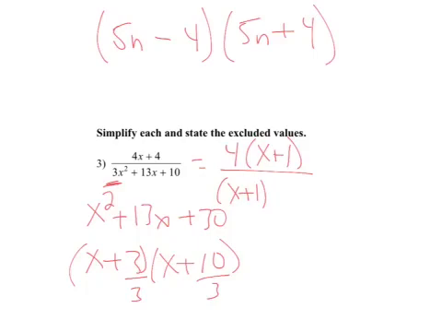And then if you think back to how I did that multiplication trick, the other factor is going to be 3x plus 10. And then I notice I have a common factor, x plus 1 on top and x plus 1 on the bottom. So this will simplify to 4 over 3x plus 10.